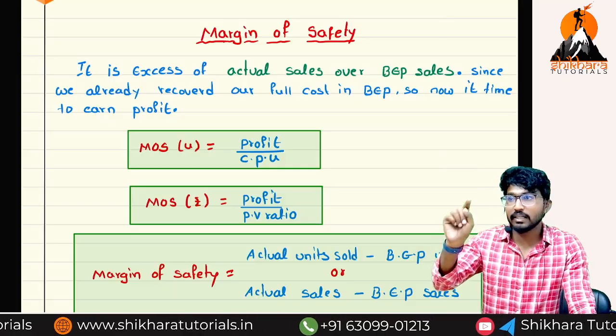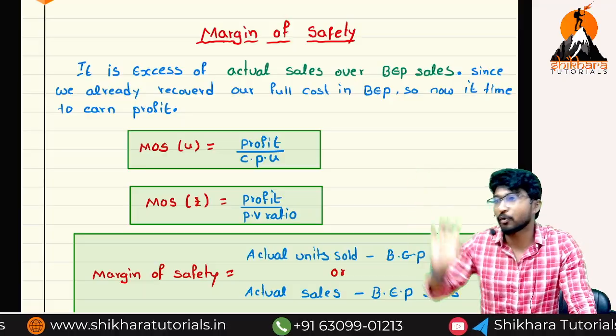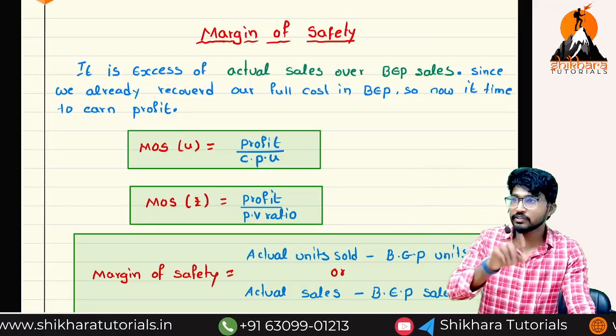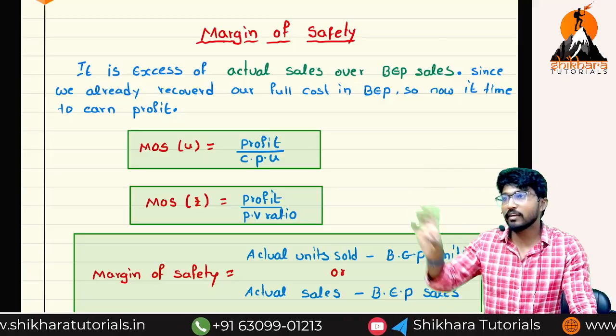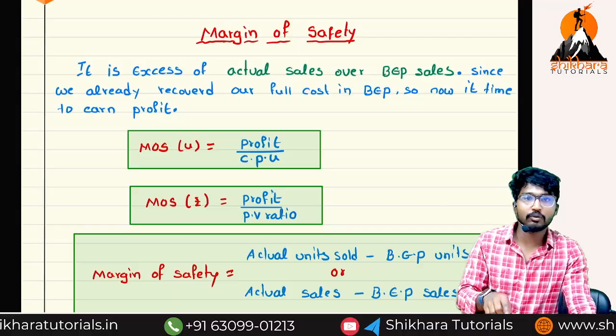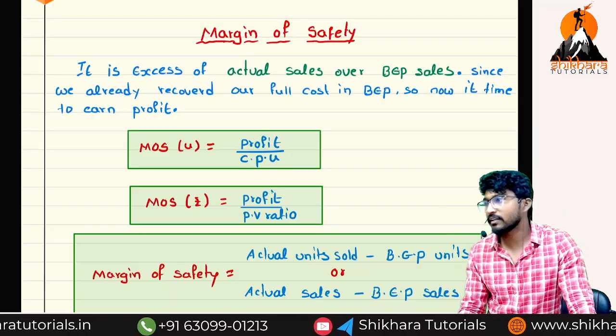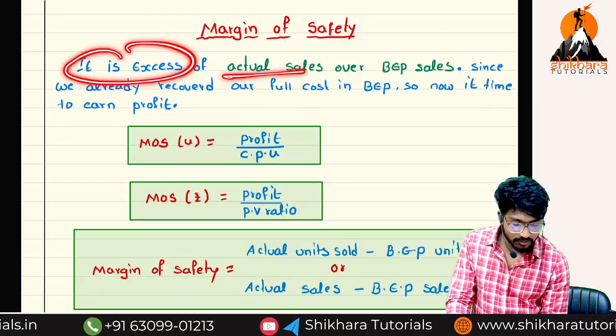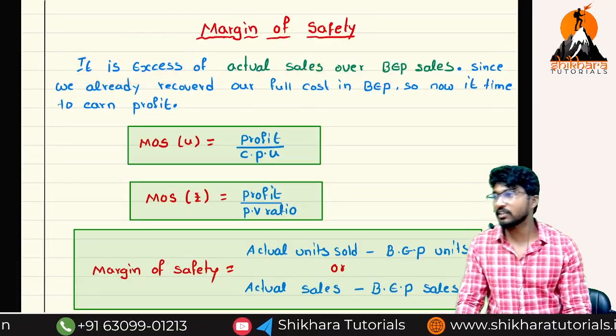Fixed cost will tell us about break even point. Now profit will tell us about margin of safety. We use fixed cost to know about break even point. We use profit to know about margin of safety. It is the excess of actual sales over BEP sales. What is margin of safety?